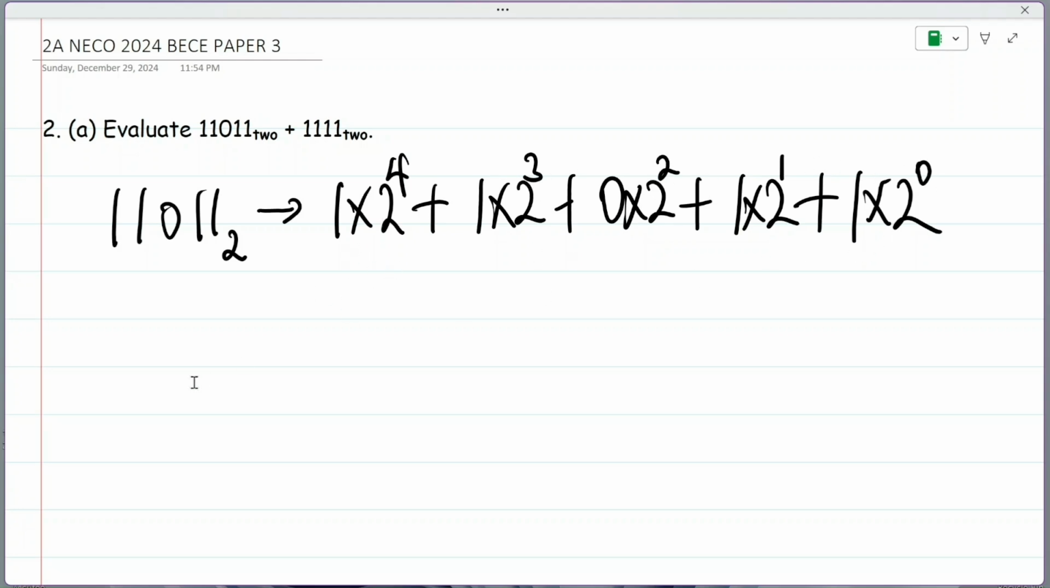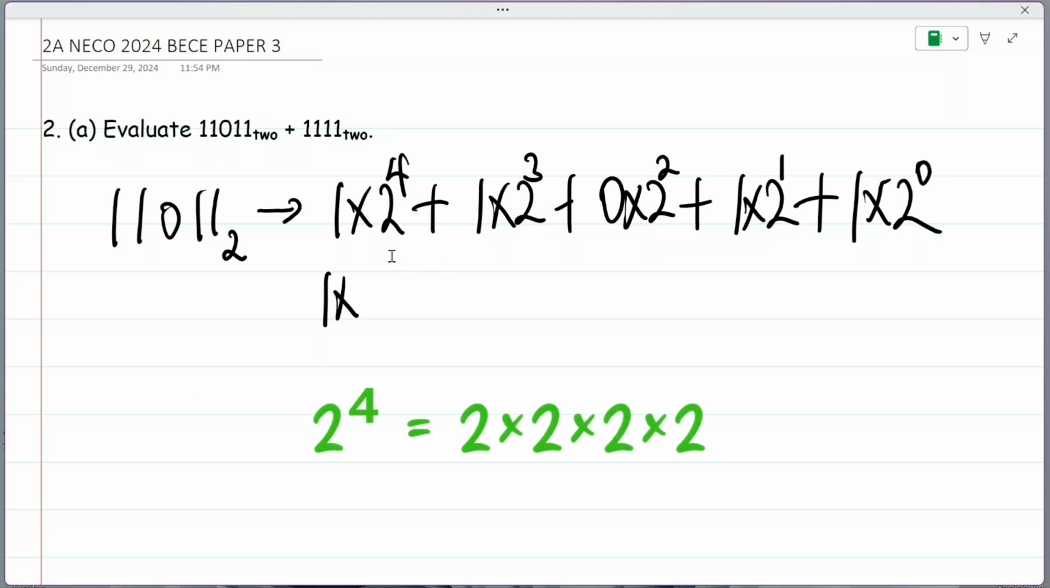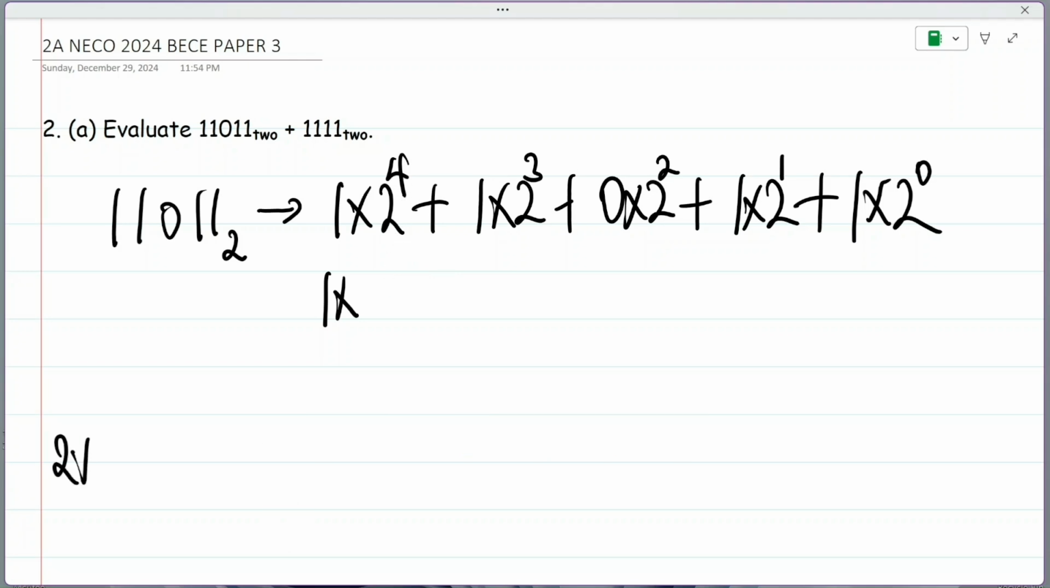We can then start solving. You have 1 times 2 raised to power 4, which is 2 times 2 times 2 times 2. That's 2 multiplying itself in 4 places, not 2 times 4. So we have 2 times 2 is 4, 4 times 2 is 8, 8 times 2 is 16. 2 to the power of 4 is 16, plus 1 times, note, we're not adding first. We're trying to work with the power, like in BODMAS, multiply, then we'll add our results.